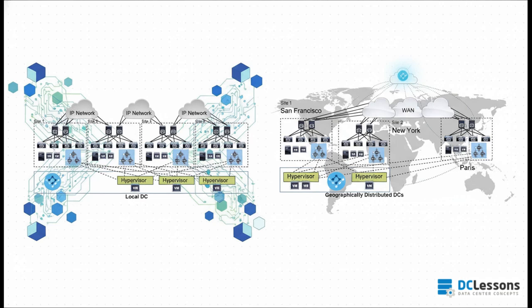Then, on the right, you see what's probably the more common setup, the geographically distributed model. You know, you've got sites in San Francisco, New York, and Paris, all tied together over the WAN. NDO is what gives you that central management plane to orchestrate policy across those huge distances.